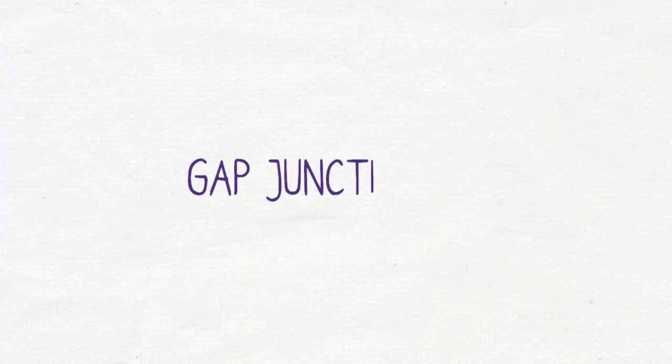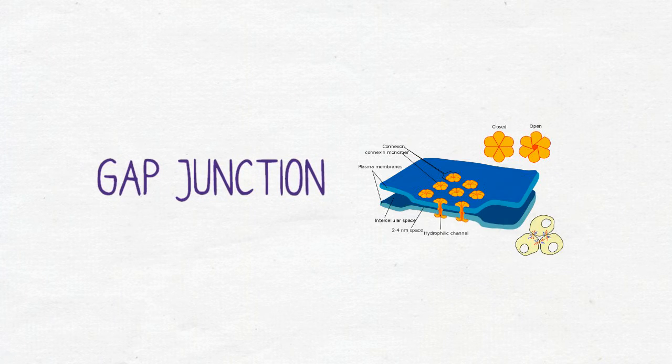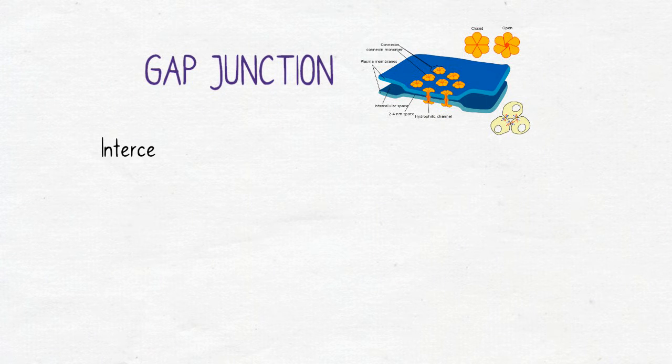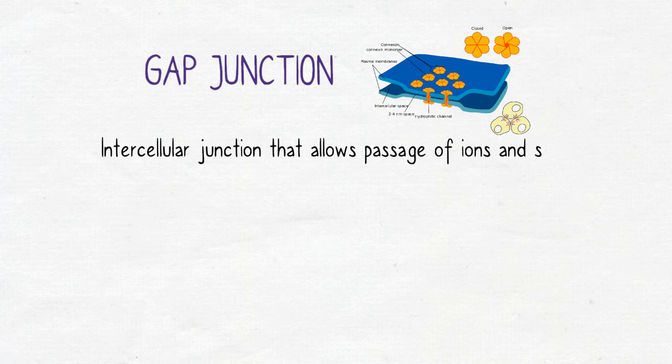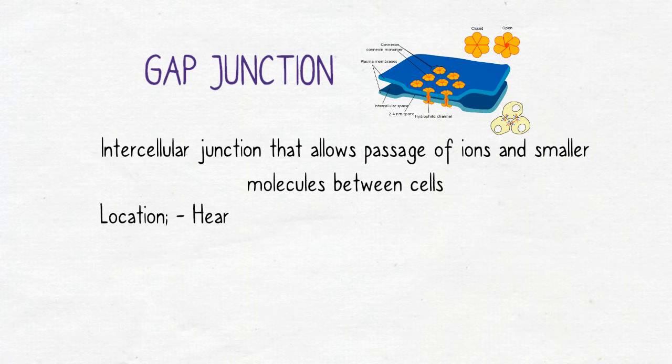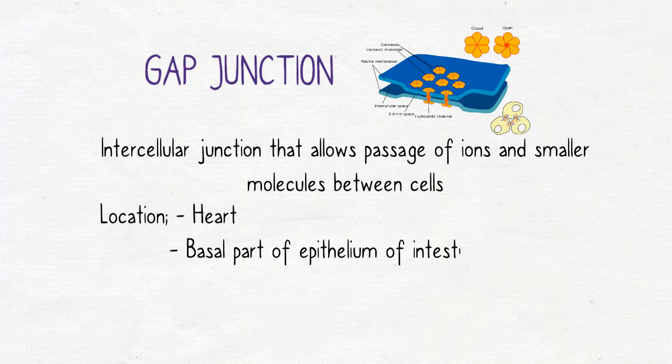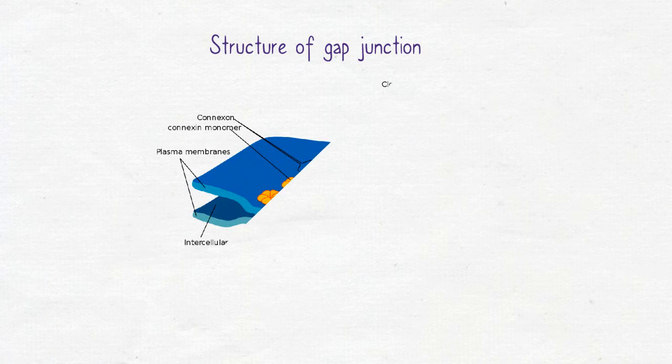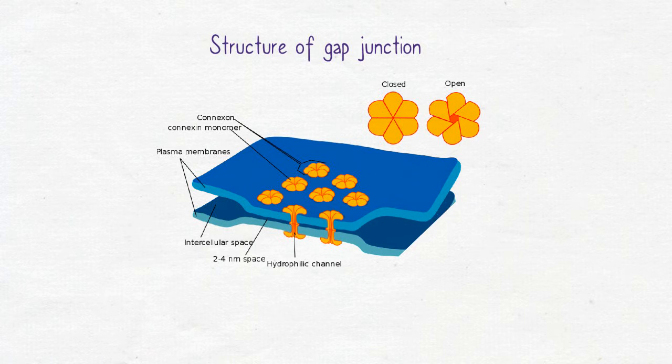First, we shall talk about the gap junctions, or the nexus, in other words. The gap junction is an intercellular junction that allows passage of ions and smaller molecules between the cells. It is present in the heart and in the basal part of the epithelial cells of the intestinal mucosa. Talking about the structure of the gap junction, the channel is made from the cell membranes of both cells, connecting the cytoplasm of the two cells.